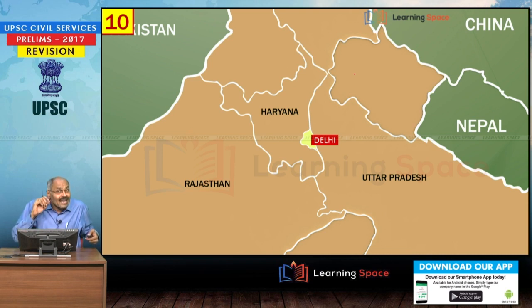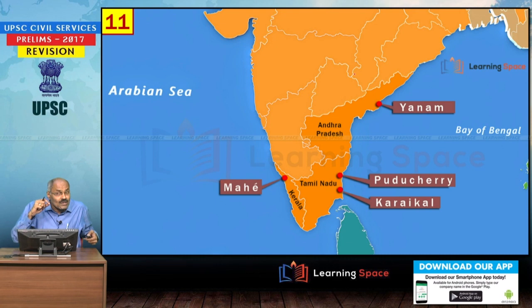And one more important aspect I would like to tell you, Delhi as well as Puducherry are the two union territories which have state legislative assemblies. So these things don't forget. And if you go down, I am talking about the third union territory, that is Puducherry. And Puducherry has got 4 enclaves.